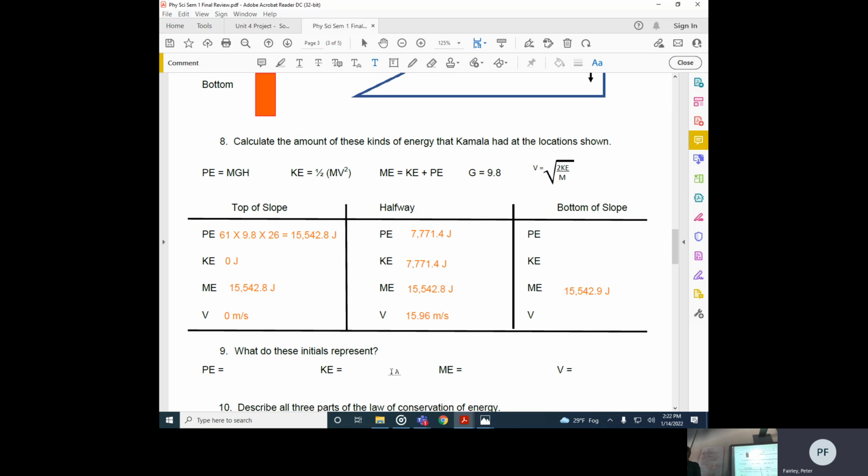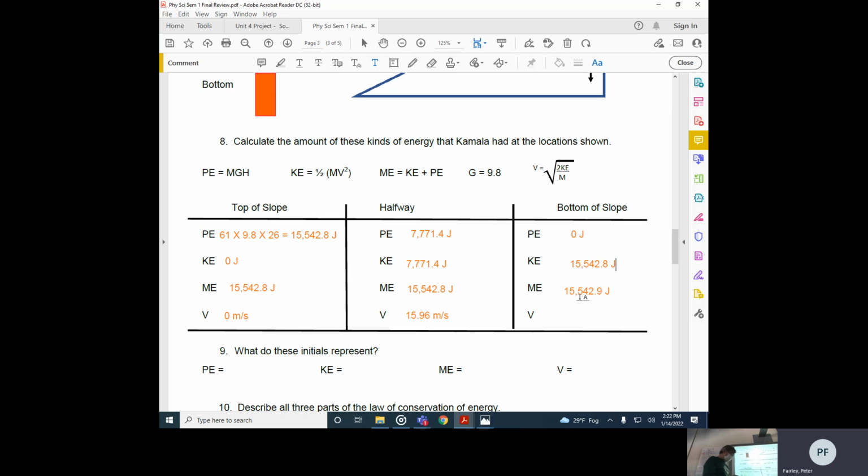And that takes us to the bottom. How much potential energy when she gets to the bottom? She's used up all her energy, right? Or she is in the process of using it. So there's no potential energy. It's all been converted to kinetic. So isn't that the same as the ME? 15,000 and some?